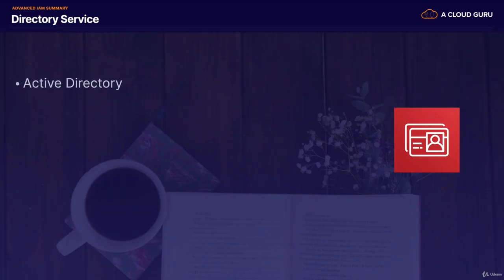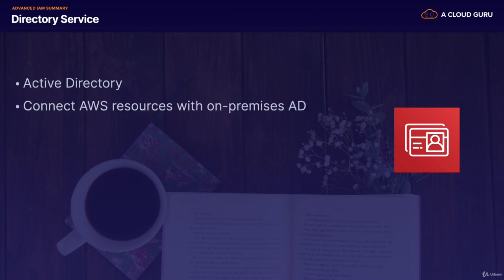Well, we learned about Directory Service and its relationship to Active Directory. Now, for the exam, you don't need to know Active Directory in detail, but you should understand it conceptually and how it interacts with these various services. Ultimately, Directory Service is all about connecting AWS resources with on-premises AD. A very common use case that you'll see on the exam is when you want to use single sign-on to log into any domain-joined EC2 instance.